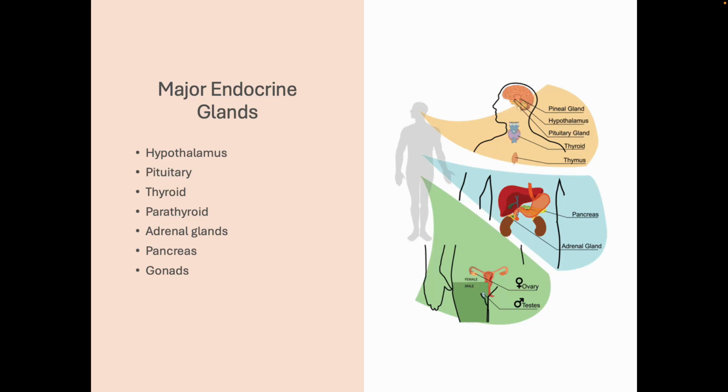Some major endocrine glands would be hypothalamus, pituitary, the thyroid, parathyroid, adrenal glands, pancreas, gonads. So gonads are either the testes for the woman or ovaries for the, or backwards, testes for the man, ovaries for the woman. All right. And also, if you guys feel like looking at pictures to remember where things are, that's cool too.